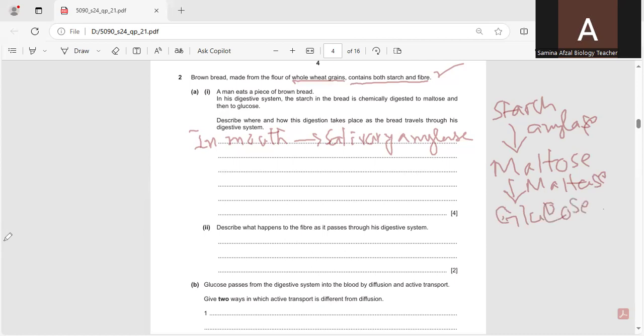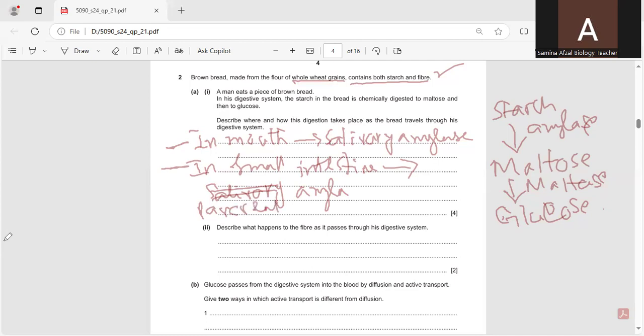So in this way, the first digestion takes place in the mouth with the help of salivary amylase, and the second, it takes place in the small intestine with the help of pancreatic amylase.